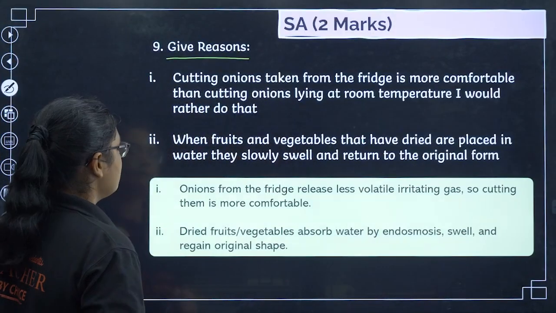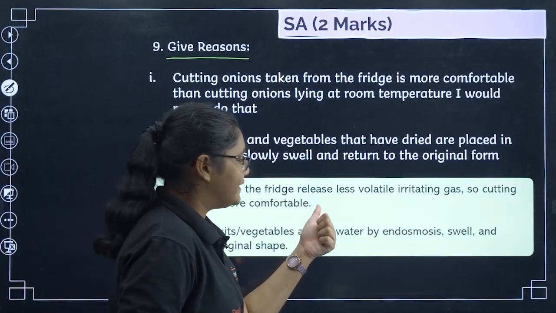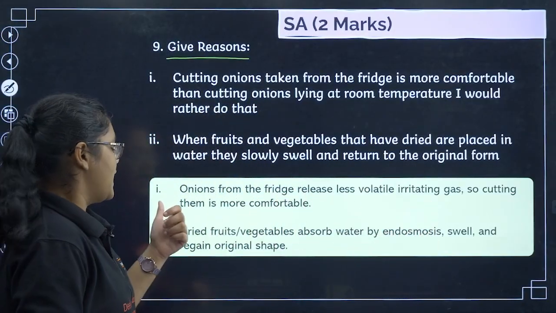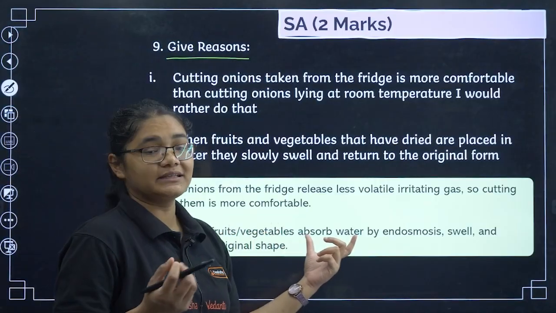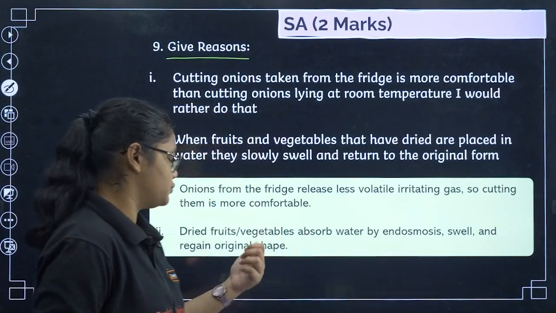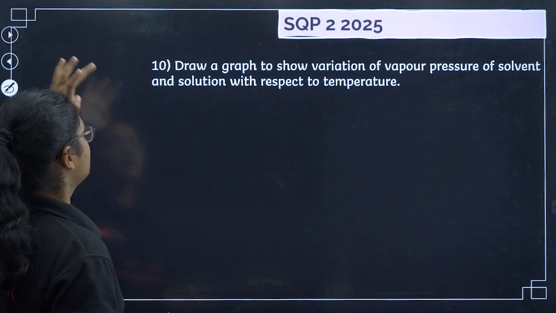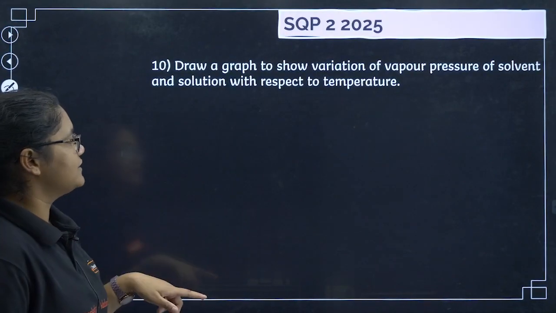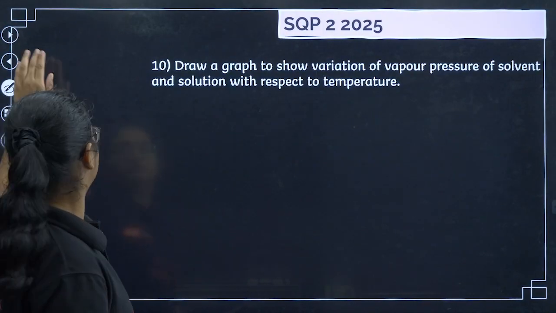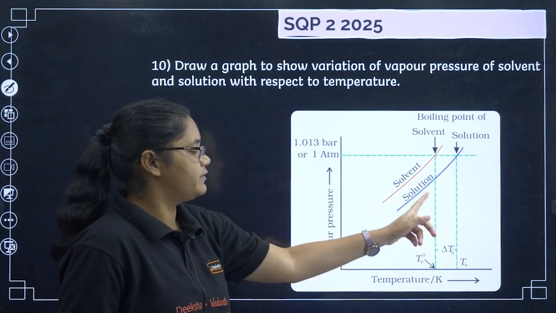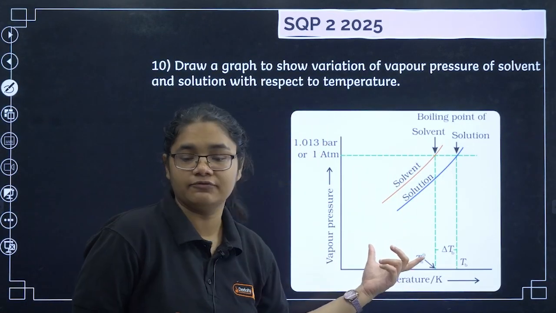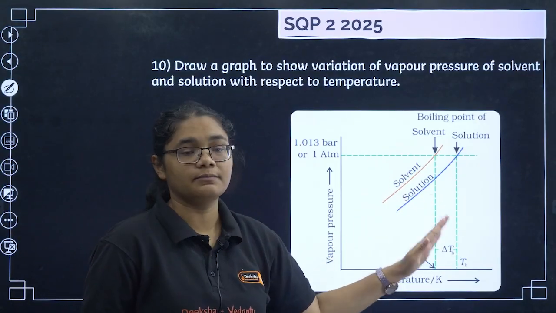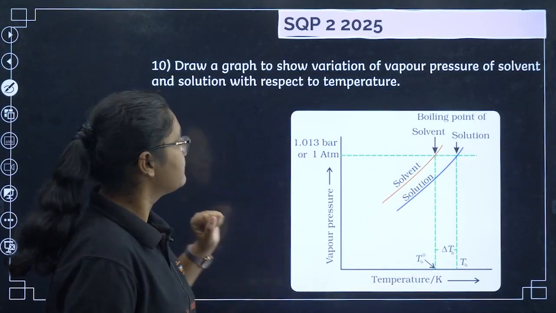So let's see here. Onions from the fridge release less volatile irritating gas, so cutting them is more comfortable, and dried fruits and vegetables absorb water by endosmosis, swell and regain their original shape. Next, draw a graph to show the variation of vapor pressure of solvent and solution with respect to temperature. So this is the graph we have to draw. Always the vapor pressure of the solution will be less than the vapor pressure of the solvent.